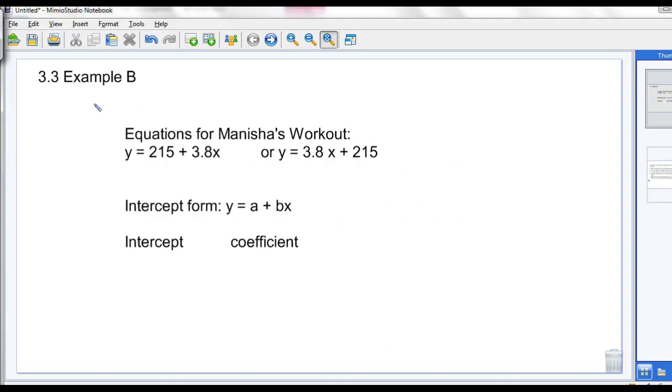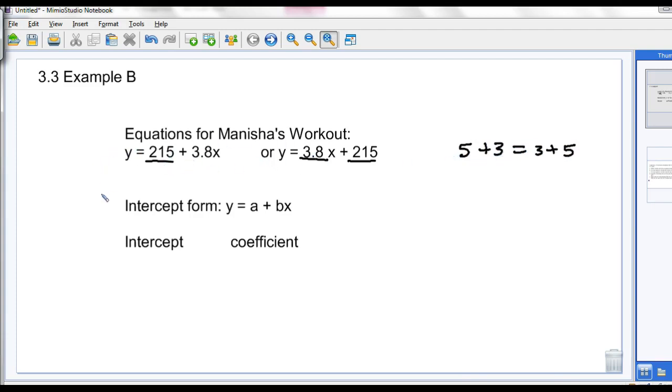Welcome to 3.3 example B. Before we do, let's talk about the equations for Manisha's workout from our investigation. You came up with the equation y equals 215 plus 3.8x, or you could have also written it as y equals 3.8x plus 215. It doesn't matter which of these two terms comes first, because it's the same thing, right? 5 plus 3 is the same as 3 plus 5. So I know that they're the same, so it doesn't matter which equation we have.